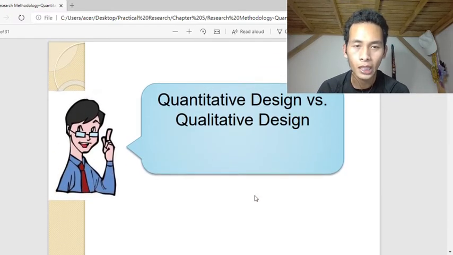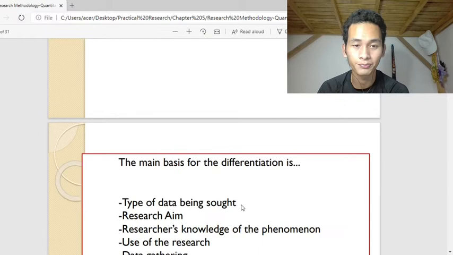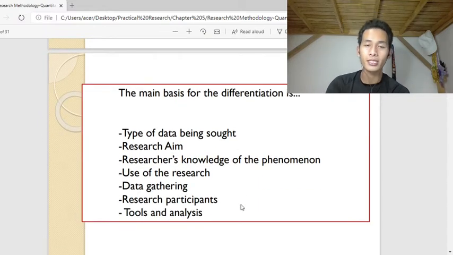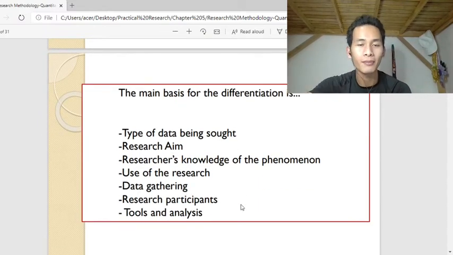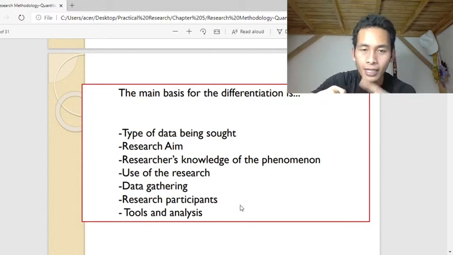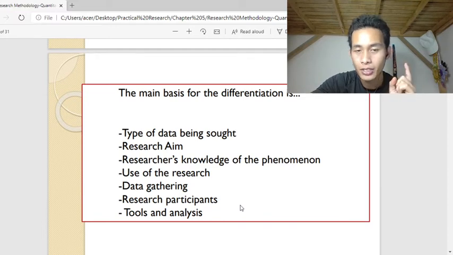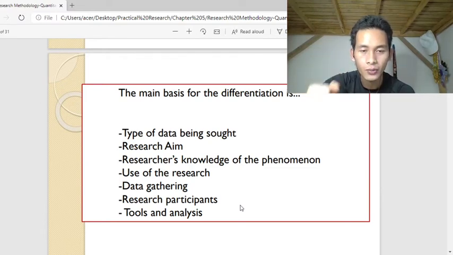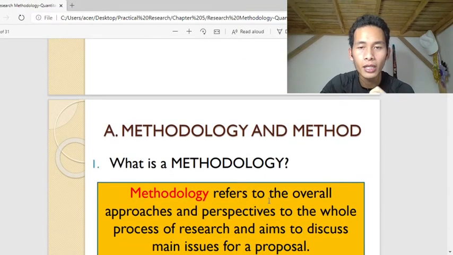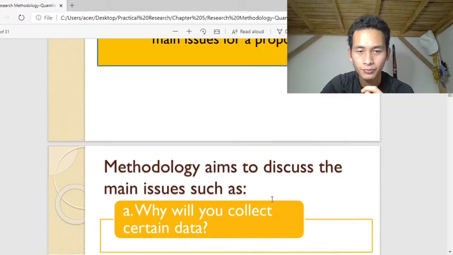Now, we will be comparing quantitative design versus qualitative design. What are the similarities and what are the differences? And the main basis for the differentiation is the type of data being sought. Si quanti and si quali, they are different as to the type of data being sought, research aim, researcher's knowledge of the phenomenon, use of the research, data gathering, research participants, tools, and analysis.